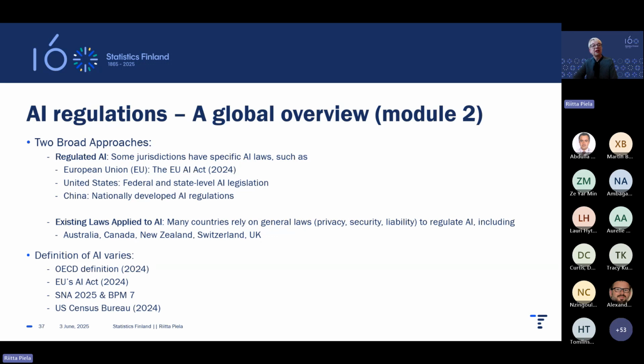Most of the countries rely on general laws to regulate AI, including Australia, Canada, New Zealand, and so on. But the definition of AI varies a lot. We have, for example, the OECD definition, EU's AI Act, SNA and balance of payments, US Census Bureau, and these definitions vary a lot, and it makes things a little bit difficult sometimes.